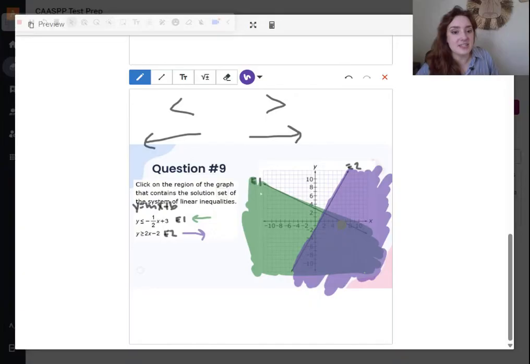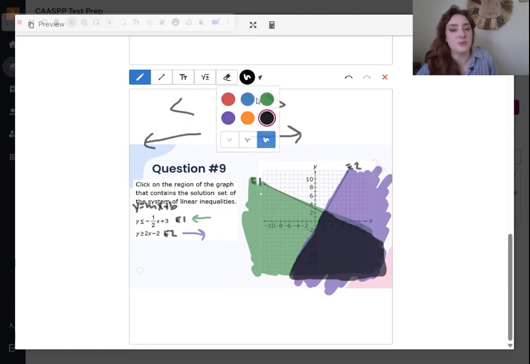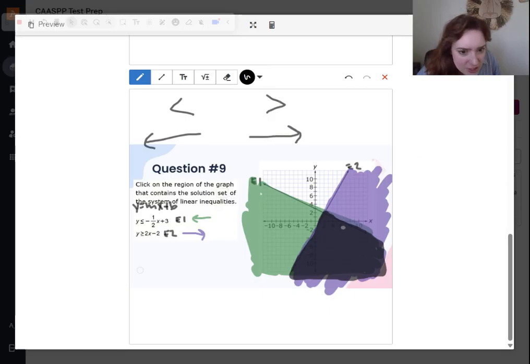And now we can see where they overlap, where both shaded regions intersect. So this is going to be our highlighted region, down here in quadrant 4. This is where our solution would be. So if we chose any point in this region, like 5, -5, bam, that is going to work for both of these.